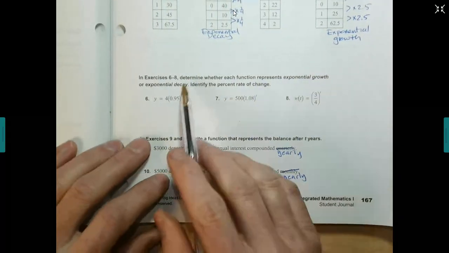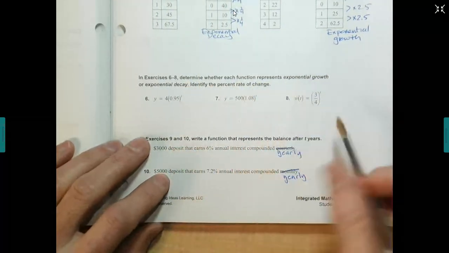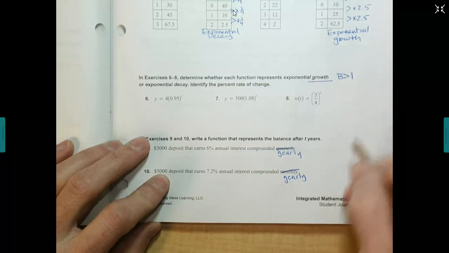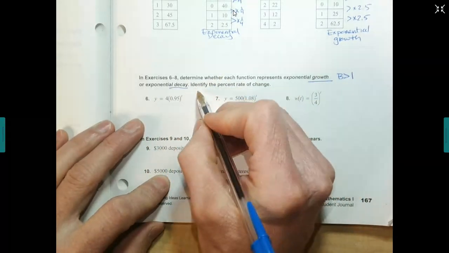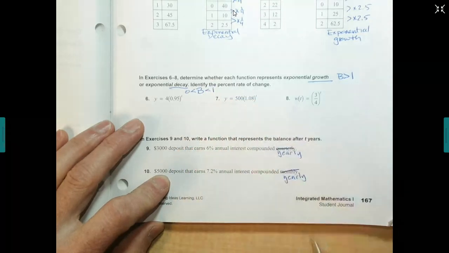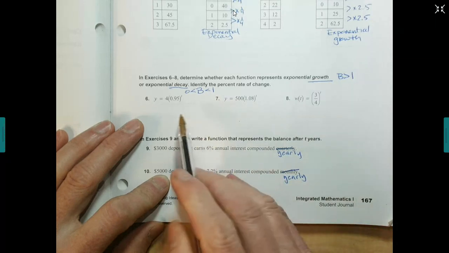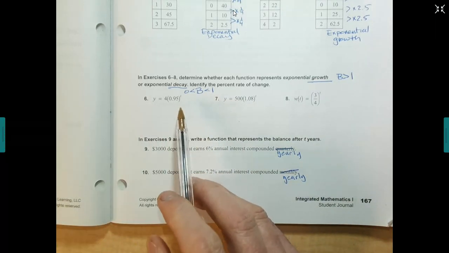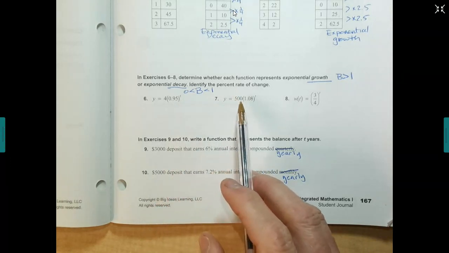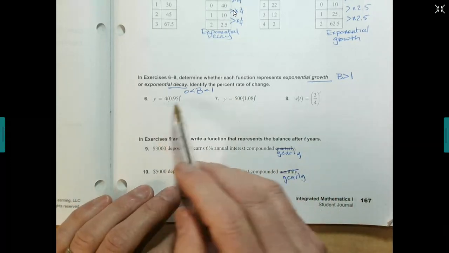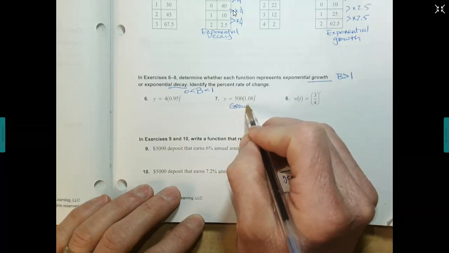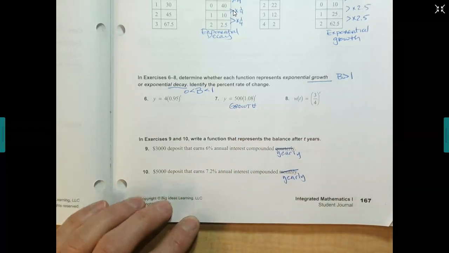All right. Determine whether each function represents exponential growth, which is b is greater than 1, or decay, which is b is in between 0 and 1. So the easy way to figure that out is if I have less than 1, it's decay, and if I have greater than 1, it's growth. So you got that one. This one is growth. And you got that one.